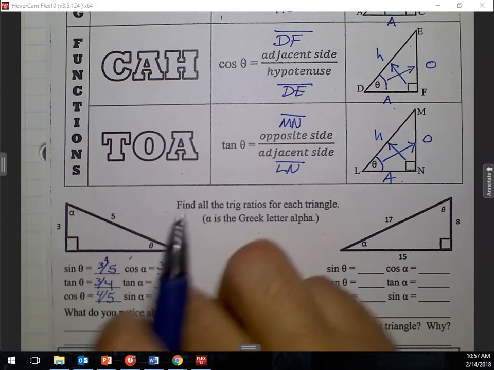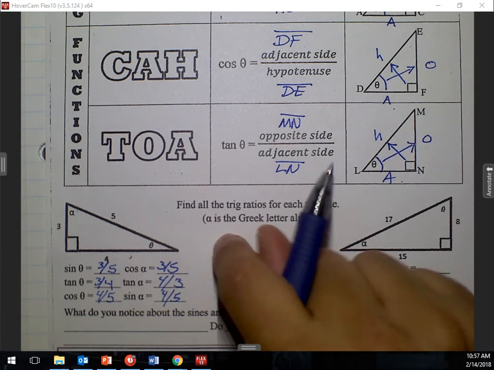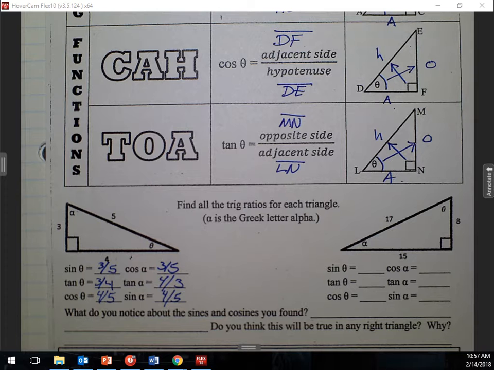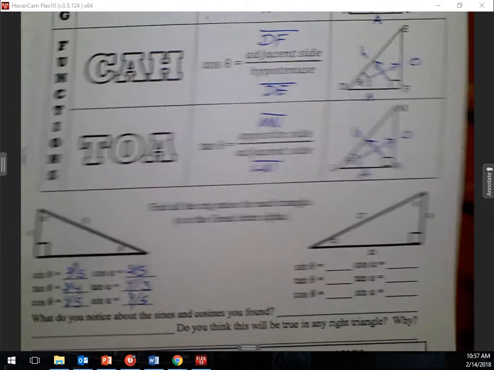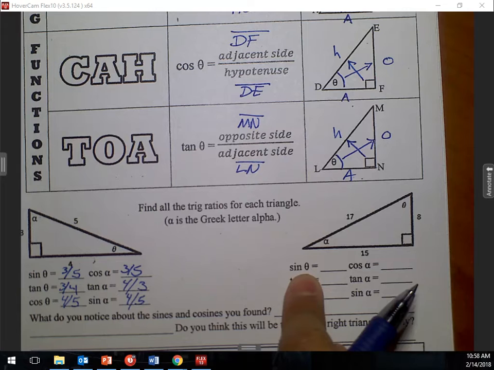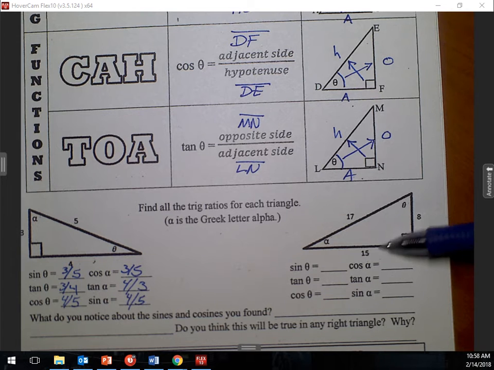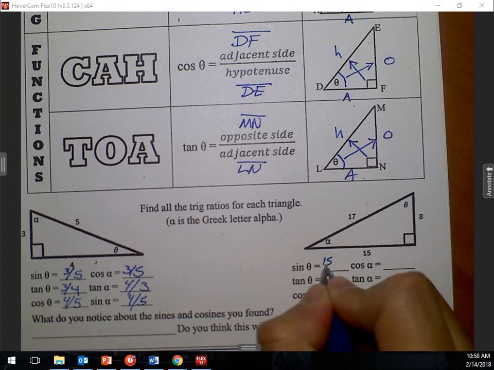So it differs according to which side is my reference angle. That is the most important key to starting out all these problems, is my reference angle. Now let's do this one over here. Sine of theta. So if this is theta, sine is opposite over hypotenuse. So opposite of theta? 15. Over? Very good. 15 over 17.